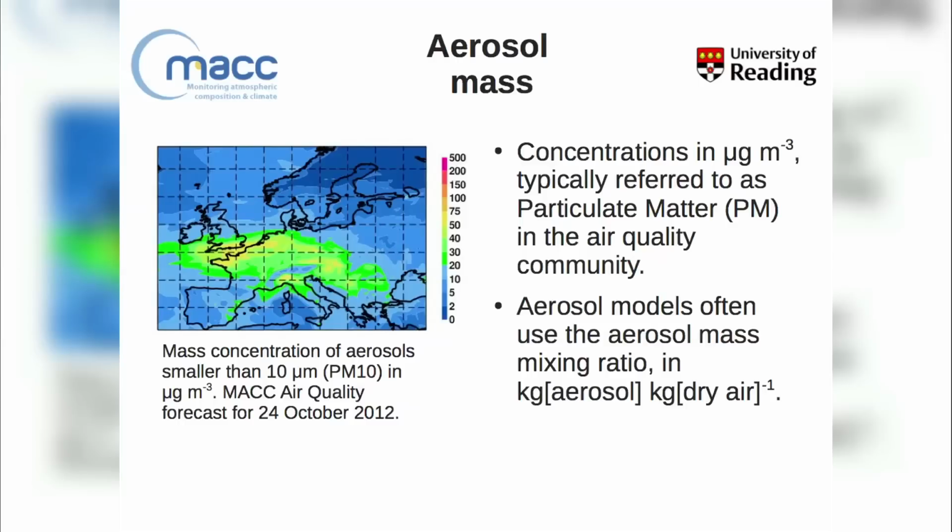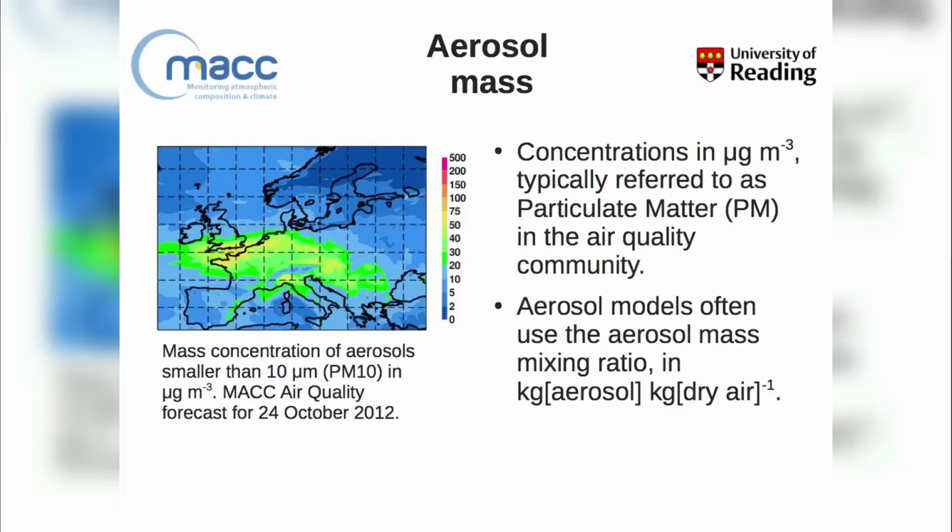So let's start with aerosol mass. That's obviously one of the main outcomes of an aerosol model. And here I show, for example, the MAC forecast of PM10 aerosol. PM stands for particulate matter. This is the metric that is commonly used by air quality people. So PM10 is basically the mass concentration, typically in micrograms per cubic meter, of aerosols smaller than 10 microns in diameter.